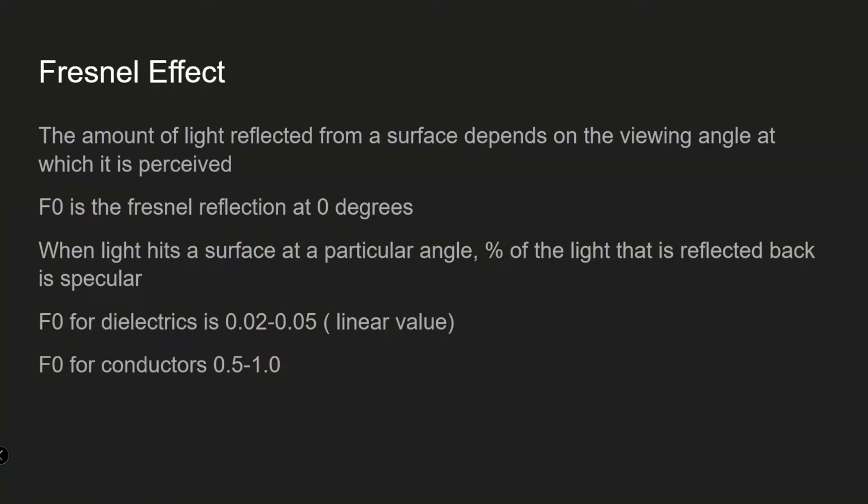The Fresnel effect is that the amount of light reflected from a surface depends on the viewing angle from which it is perceived. So in Unreal Engine, Fresnel is like your specular value, and F0 is the Fresnel reflection at 0 degrees. When light hits a surface at a particular angle, the percentage of the light that is reflected back is specular. So F0 for dielectrics is 0.02 to 0.05, and for conductors, it's usually 0.5 to 1.0.